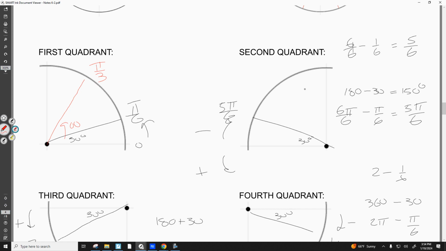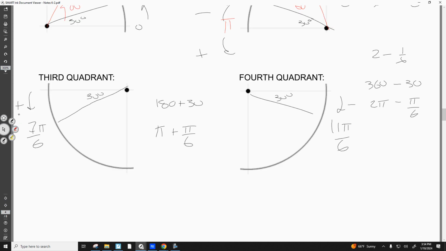In the second quadrant, subtracting 60 degrees from 180. 180 minus 60 is like pi minus pi over 3. What's 1 minus a third? 1 minus a third is 2/3. Pi minus pi over 3 is 2 pi over 3.